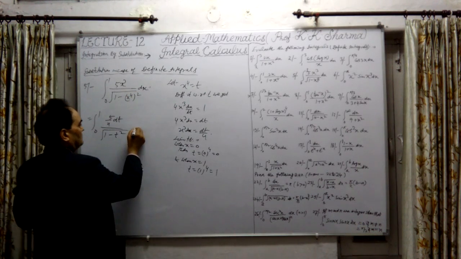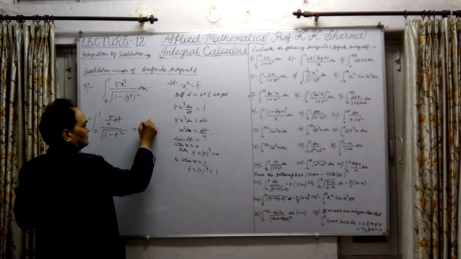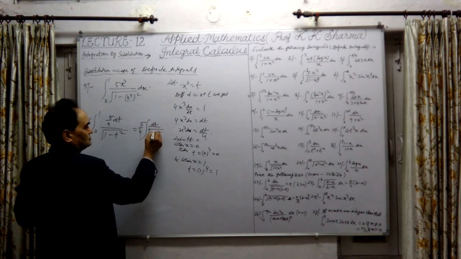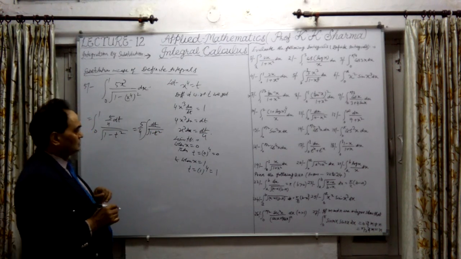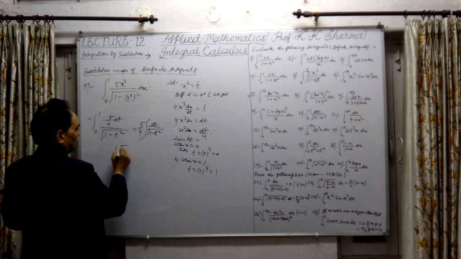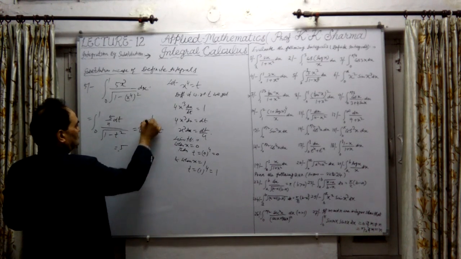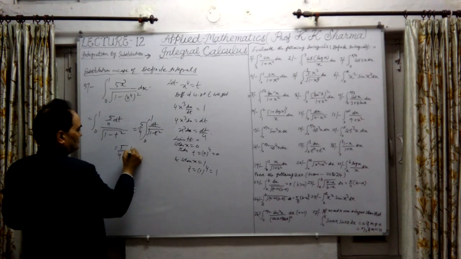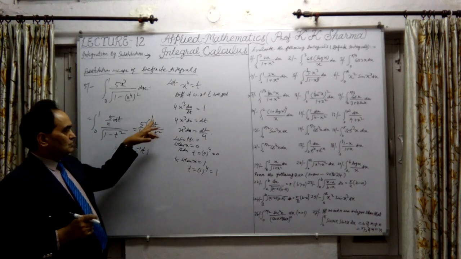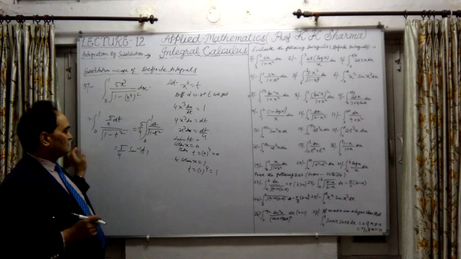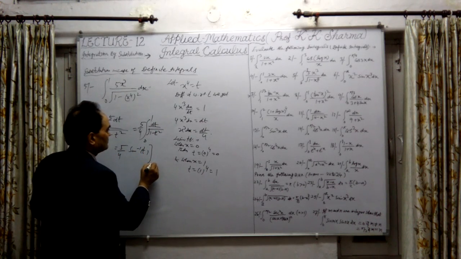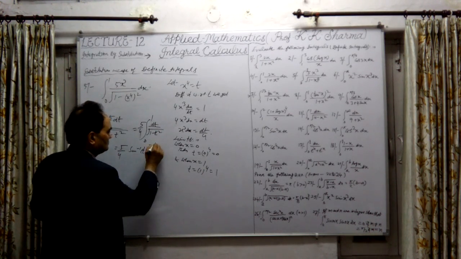Let me take 5 by 4 out of the sign of integration. This is dt upon under root 1 minus t square. Now this is nothing but sin inverse t, with limits 0 to 1. This is 5 upon 4 sin inverse t. So we know that the integral of 1 upon under root 1 minus x square is sin inverse x; this is sin inverse t. Now substituting the limits here, 0 to 1.